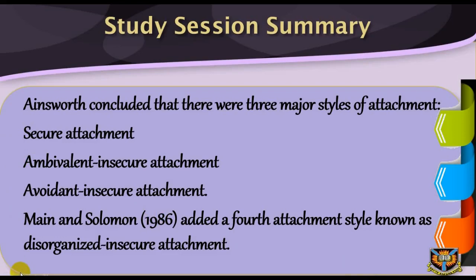Her study involved observing children between the ages of 12 to 18 months responding to a situation in which they were briefly left alone and then reunited with their mother (Ainsworth, 1978). Based on these observations, Ainsworth concluded that there were 3 major styles of attachment: secure attachment, ambivalent insecure attachment, and avoidant insecure attachment. Main and Solomon, 1986, added a fourth attachment style known as disorganized insecure attachment.